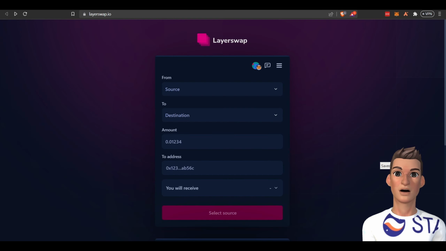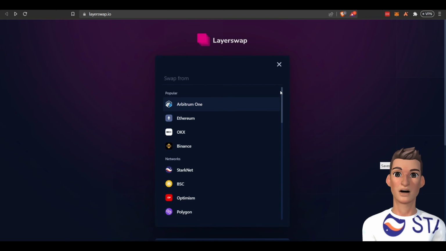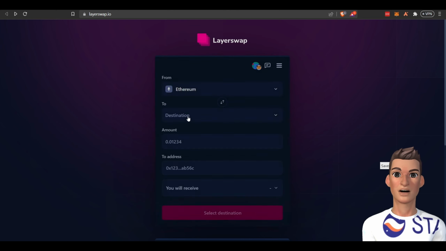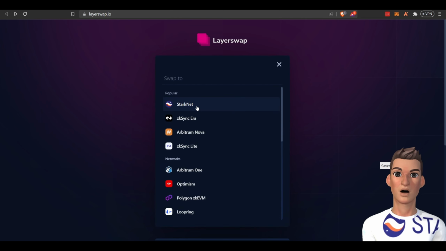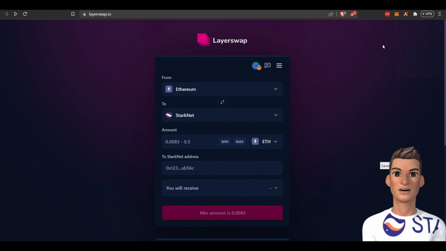All right, so next you're going to have to come over here to Layerswap, and you'll be able to swap tokens from different chains. So there are your options. Today I'm going to look at Ethereum, and we're going to go over to Starknet. This is going to be connected to your MetaMask, and this is going to be connected to your ArgentX. You can bridge a minimum of 0.0083 ETH up to 5. The transaction fees are very minimal. It takes about 20 minutes, and you'll receive that in your ArgentX wallet.